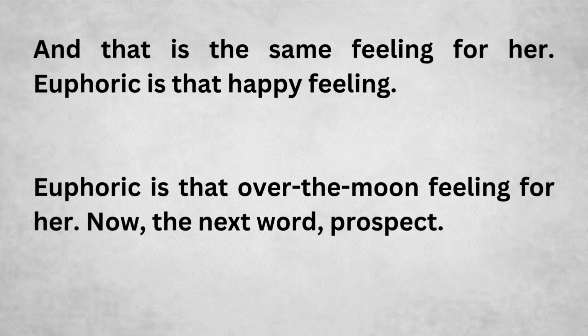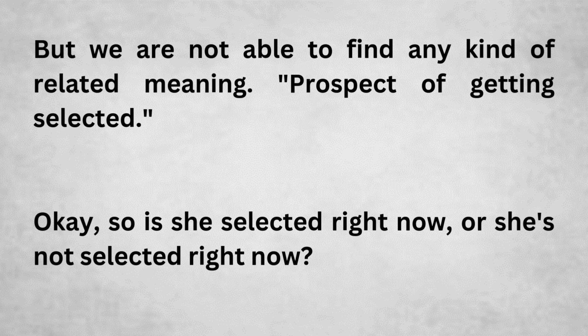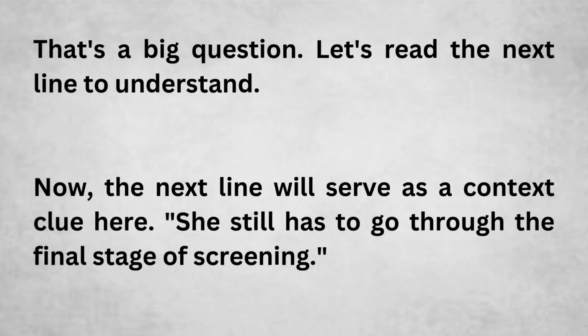Euphoric is that happy feeling. Euphoric is that over-the-moon feeling for her. Now, the next word, prospect. But we are not able to find any kind of related meaning. Prospect of getting selected. Okay, so is she selected right now or she's not selected right now? That's a big question. Let's read the next line to understand.